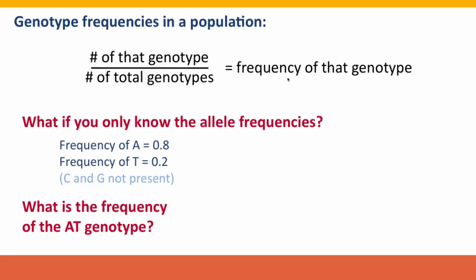Well, again, the calculation is pretty simple, but I'm going to show you a diagrammatic way to do it. So in this case, let's assume that we have the allele frequencies for two alleles in the population, and that the other two alleles aren't present. As you'll see, this is a typical case for real alleles. And we want to know the frequency of the AT genotype.